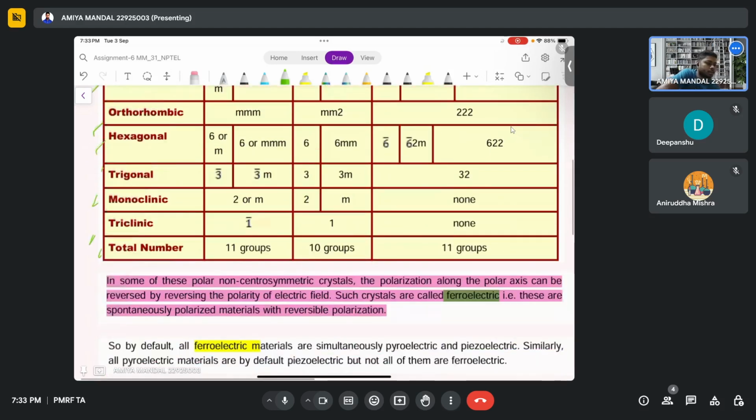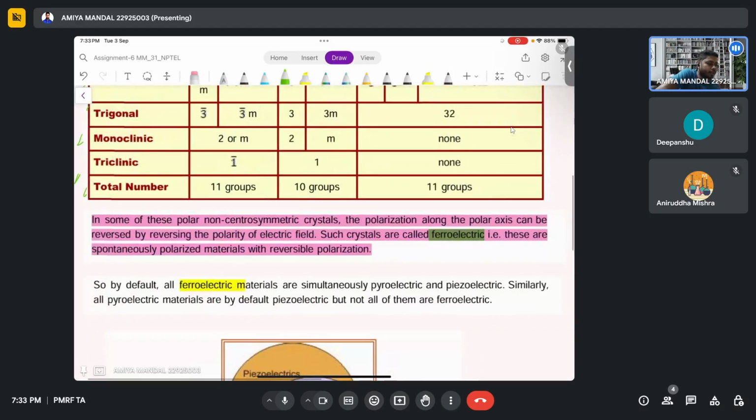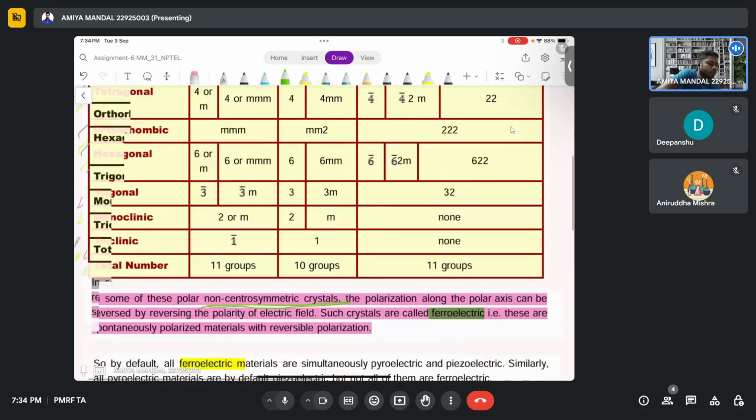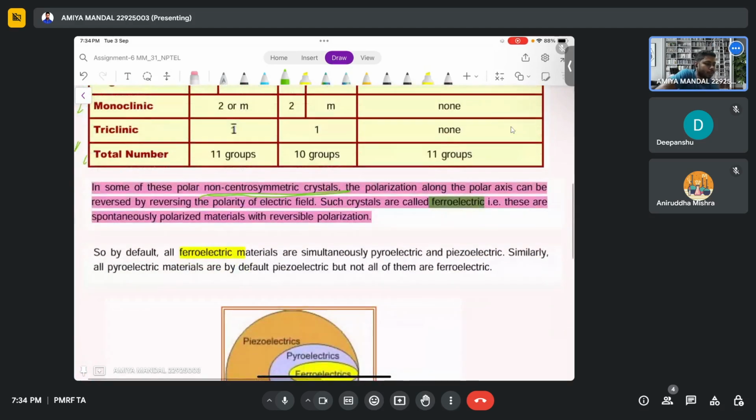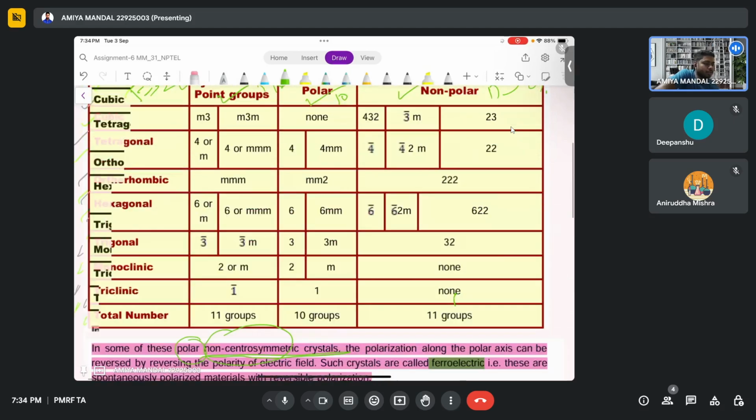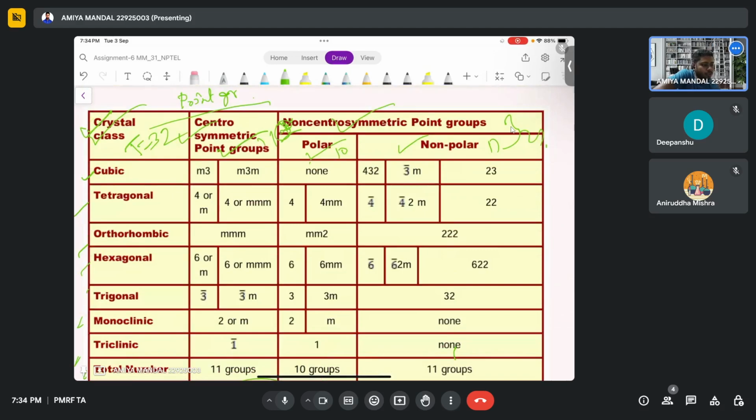For a ferroelectric material, it is a non-centrosymmetric crystal. So in this group, a non-centrosymmetric crystal, and it is also polar. It is a non-centrosymmetric crystal, meaning in this group it exists.